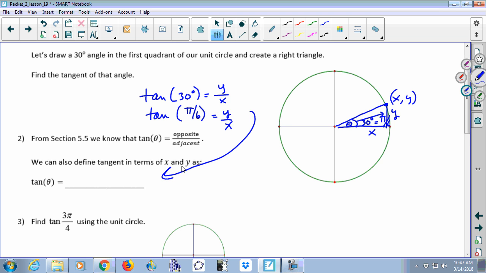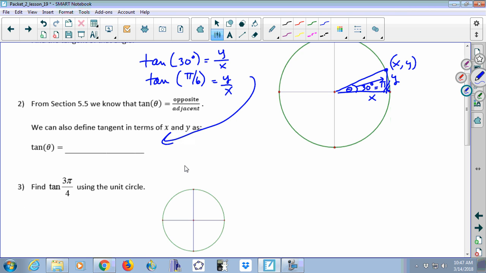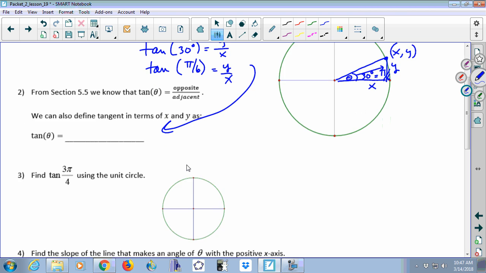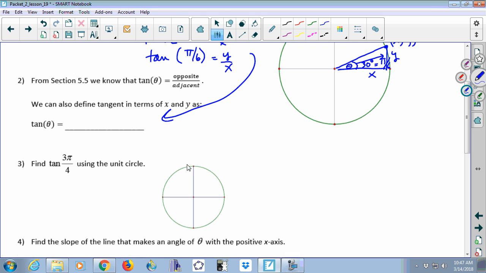So let's find the tangent of 3 pi over 4 using the unit circle. So remember now, with all of your trig ratios, the first thing you have to do is ask yourself, where is the terminal side of this angle located?